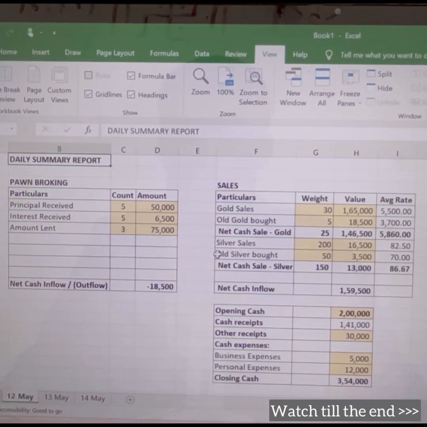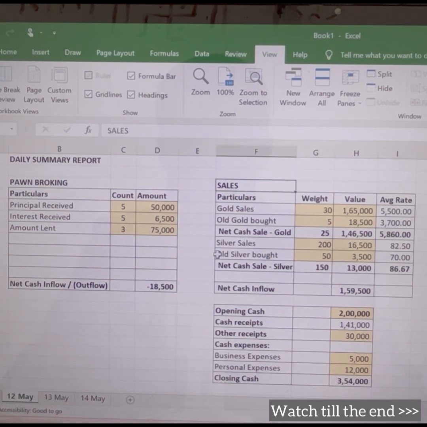So now I'll take you through the daily summary report for pawnbroking and sale of jewelry. First we'll see for pawnbroking. Here we'll record the total principal and interest that we have received during the day. What is the number of bills against which we have received the principal and interest, and what is the total value of principal and interest. Next we'll record the amount that we have lent, against how many bills, and what is the total amount that we have lent. So the net cash inflow or outflow is automatically calculated over here. So in this case it is 18,500 rupees is the outflow.